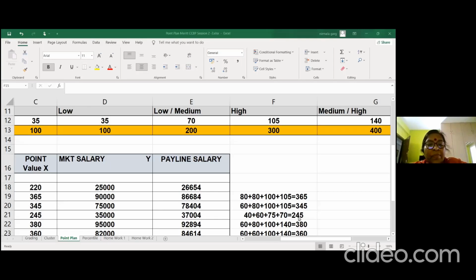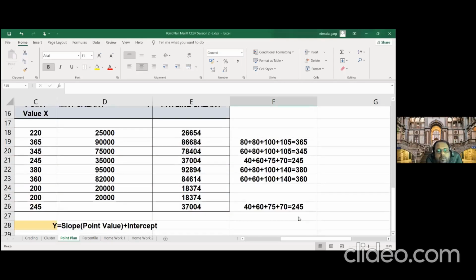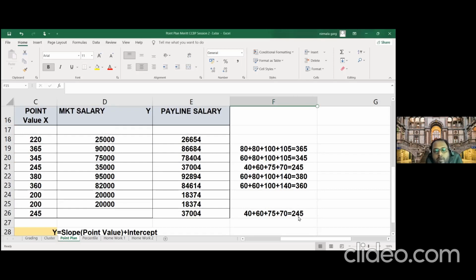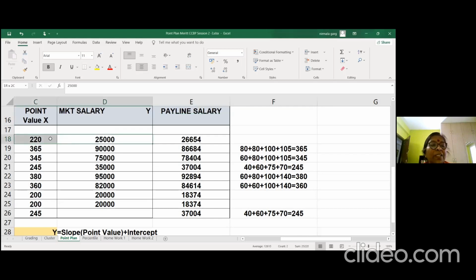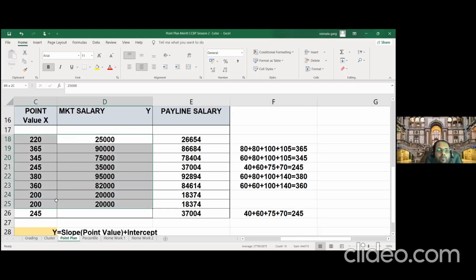Yeah, tell me. But the scatter graph, where we have derived that graph. Think about it like this is just some data. When I want to do a scatter graph, what will I do? I'll just highlight this, this and this: market salary and points.